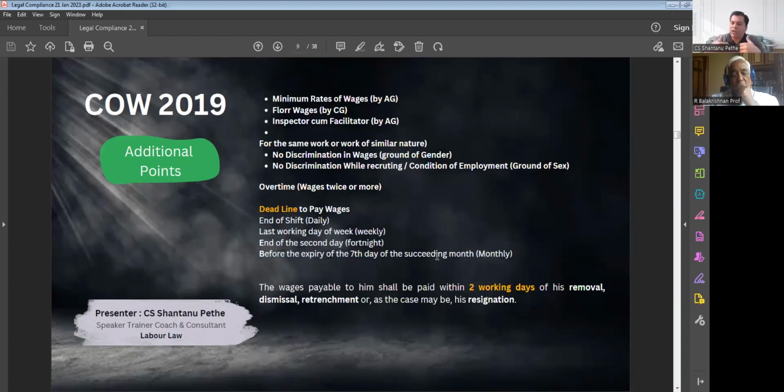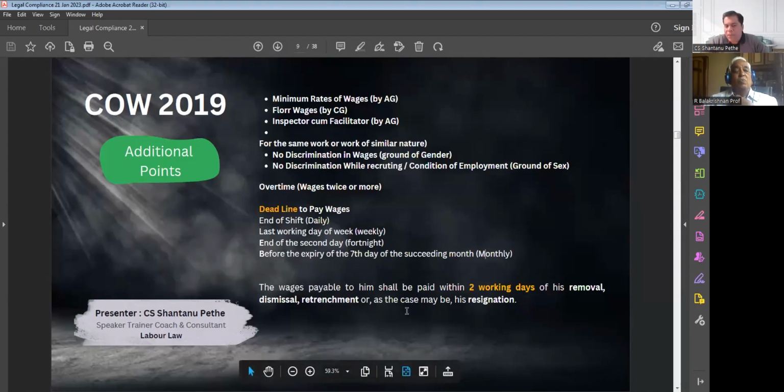If a person is employed on daily wages, he should be paid by the end of the shift. If he is working on a weekly basis, where the wage period is weekly, then you have to make the payment on the last working day of the week, for example, Monday to Saturday. In the case of a fortnight, you have to make the payment by the end of the second day. And most common is the monthly wage period. You have to make the payment before the expiry of the 7th day of the succeeding month. So these are the limits.